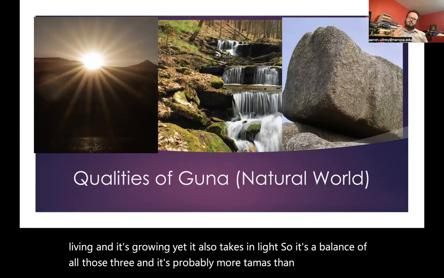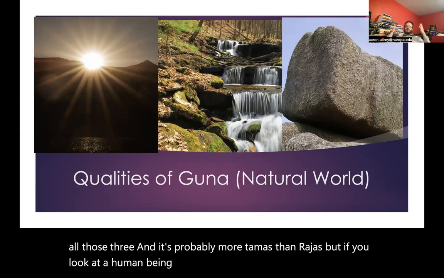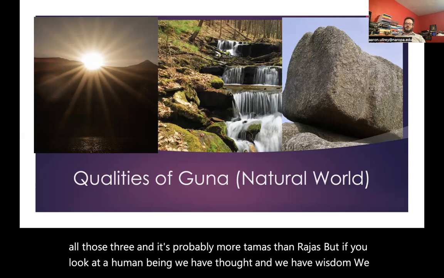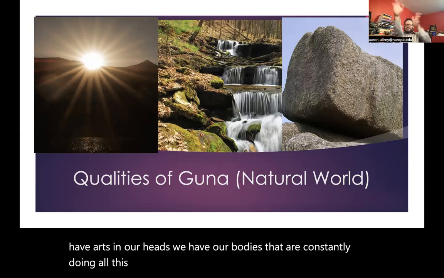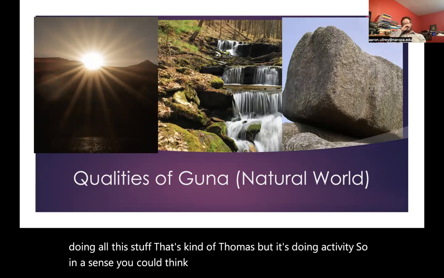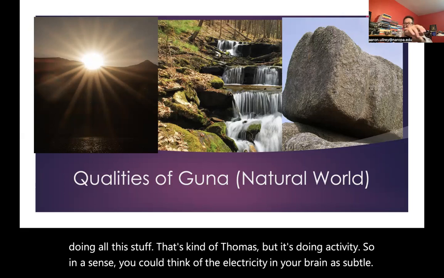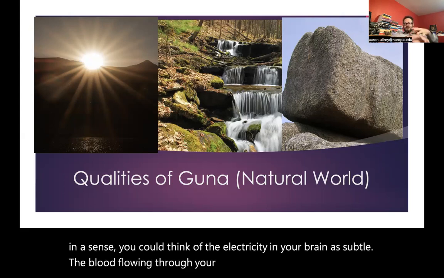But if you look at a human being, we have thought, we have wisdom, we have arts in our head. We have our bodies that are constantly doing all this stuff. That's kind of tamas, but it's doing activity. So in a sense, you could think of the electricity in your brain as sattva, the blood flowing through your veins as rajas, and your muscles and bones are tamas.